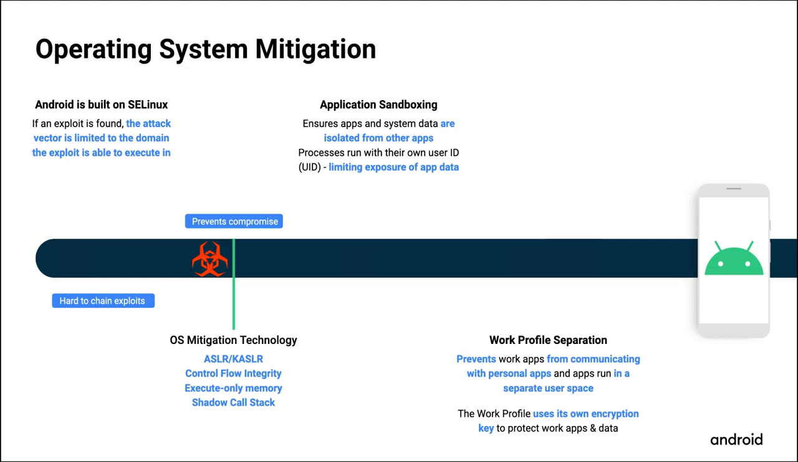Okay. The second component is mitigation technology that we build into the operating system. These are best practice capabilities that modern operating systems use. One being ASLR and KASLR. That's an acronym for address space layout randomization. This is a technique by which every time an application is loaded into memory, it is loaded into a different memory address space.